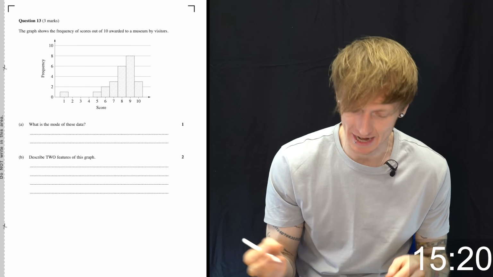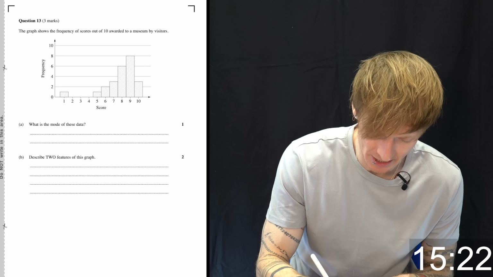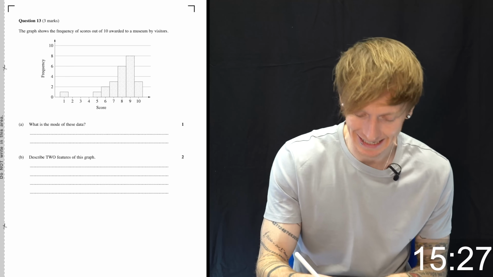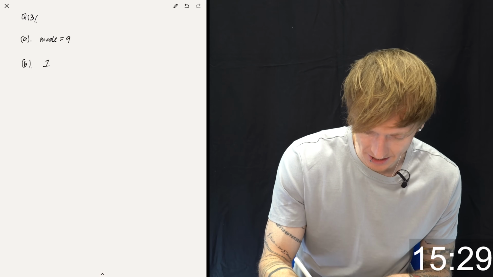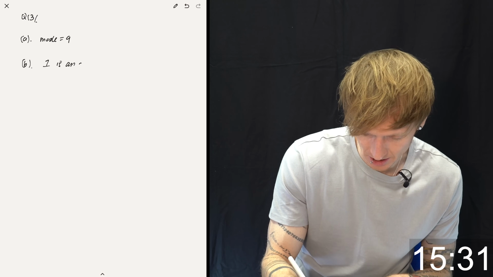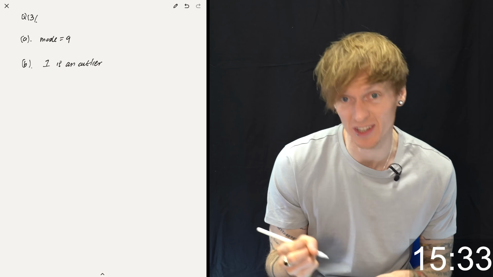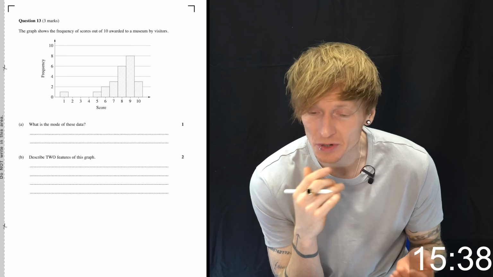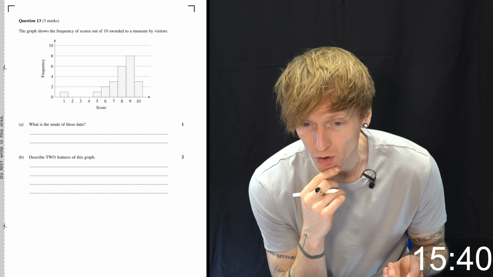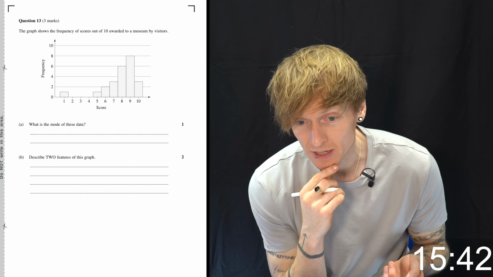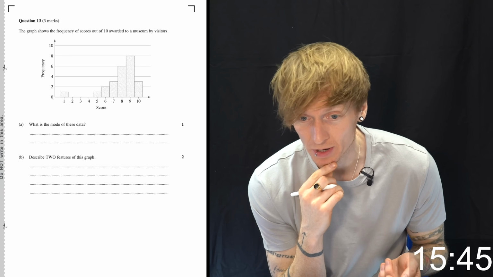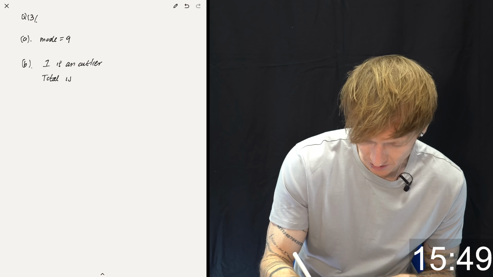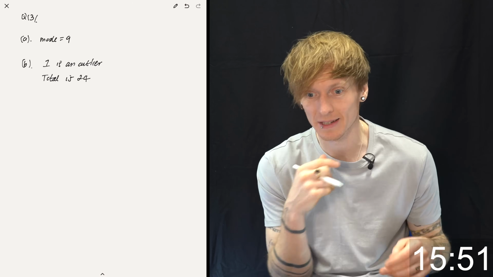Maybe the idea that 1 is an outlier, possibly. I'm going to have to write down more than 2 because I have no clue what kind of features it wants. But I think the score of 1 is an outlier because it's far away from all the others. How many people were asked? I could work that out. That's 1, 2, 4, 7, 13, 21, 24. So the total is 24 people that were asked.